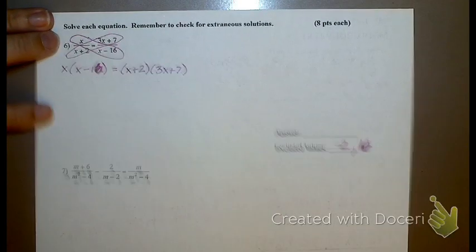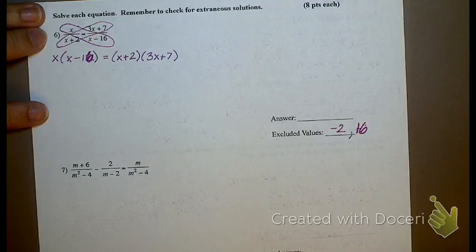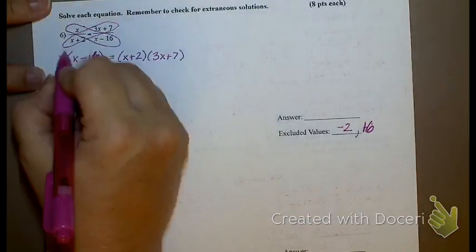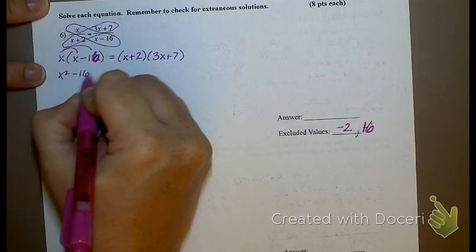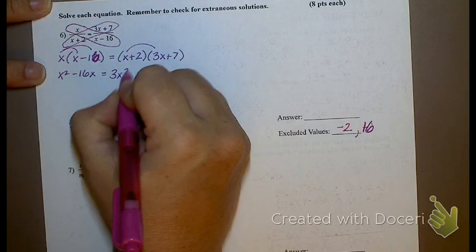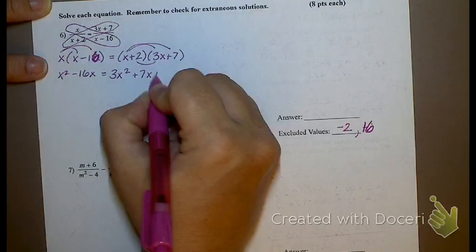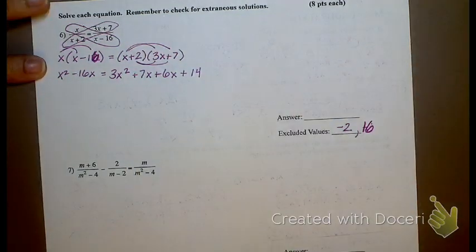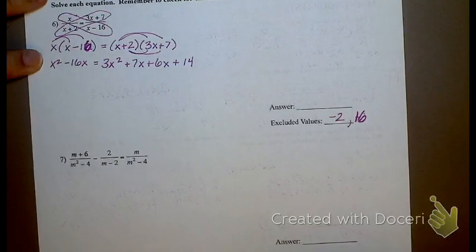Now remember, this is like cleaning your closet. It's going to get messier before it gets cleaner. We've got to put everything out there before we can organize things back together. So here I have x squared minus 16x. Over here I have 3x squared plus 7x plus 6x plus 14. Now I have everything spread out, so now I can start organizing.